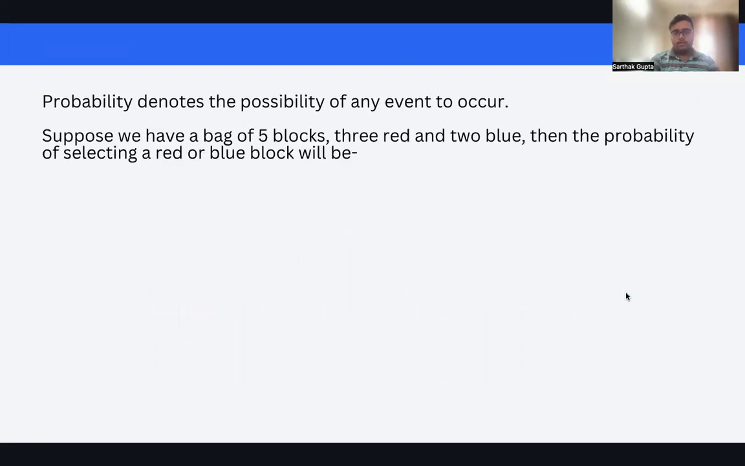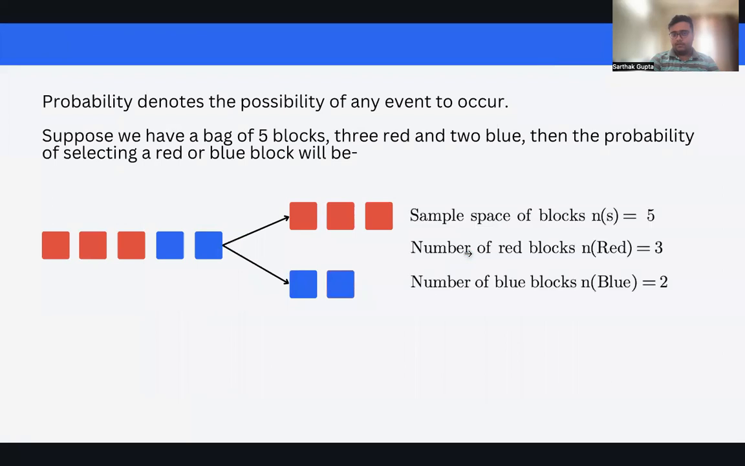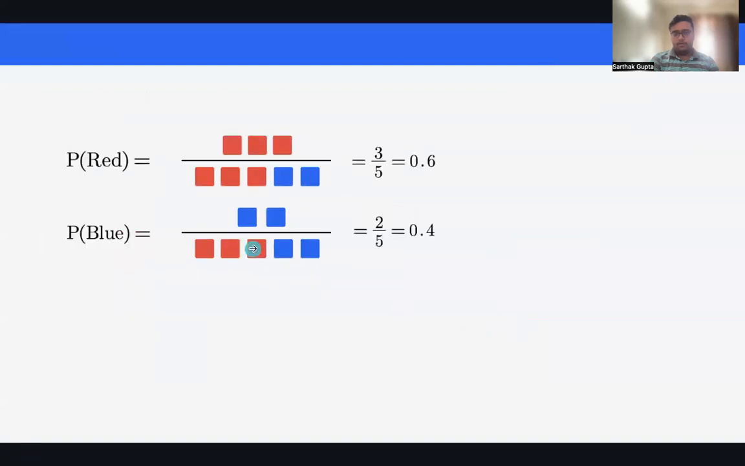For example, if we have five blocks, three red and two blue, then what is the probability of selecting a red or blue block? These are the five blocks, three red and two blue. So the sample space for this question is five. Sample space denotes the total number of objects in any environment. So the probability of having a red ball will be three red balls upon five total blocks, which gives us 0.6, 60%, and simultaneously for blue, 40%.